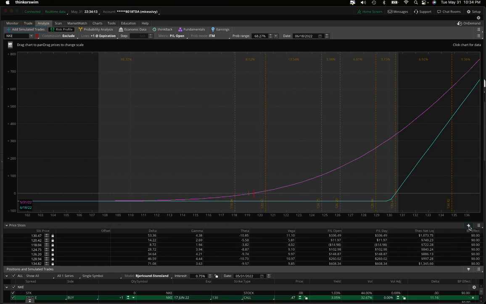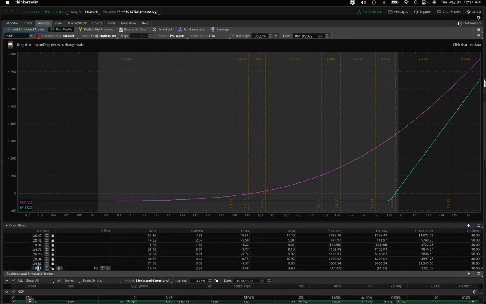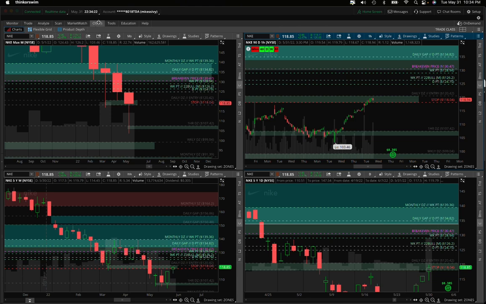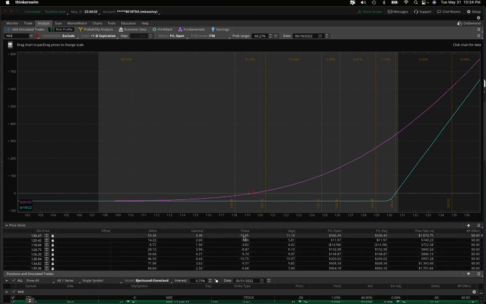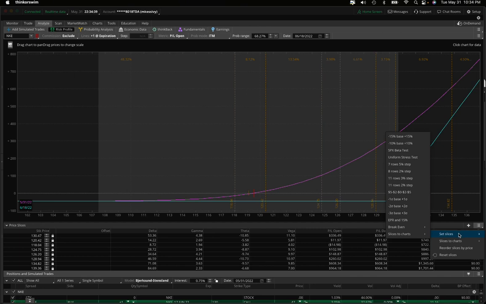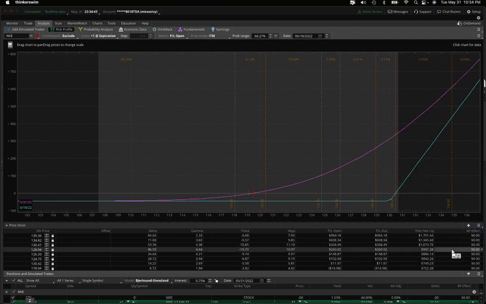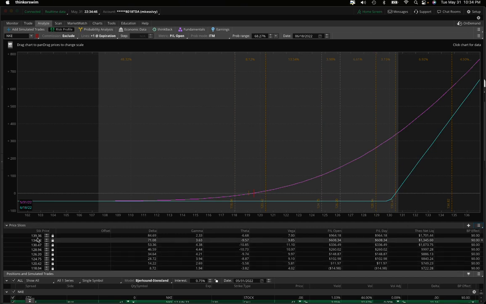Hit the plus button. I think that was 139.76? Let's double check. I don't remember. 139.36. All right. So let's hit 3. Boom. Now we want to click on the 3-line menu and click on reorder slices by price. So now you have the lowest price to the highest price.